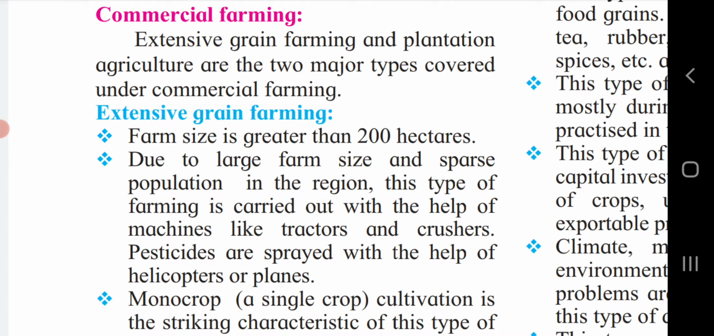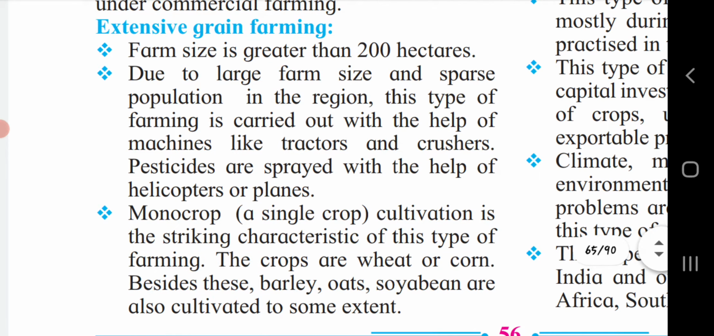So let's see what is extensive grain farming. This type of farming is carried out in farms that are greater than 200 hectares in size with the help of machines like tractors and crushers. Here, pesticides are spread with the help of helicopters or planes. Extensive grain farming is carried out in temperate grassland regions and generally a single crop is cultivated at a time. Here, crops like wheat, corn, barley, oats, soybean, etc. are cultivated.